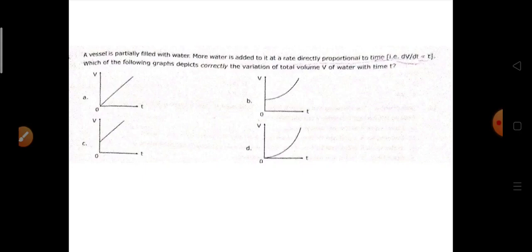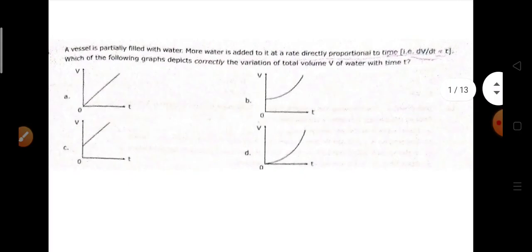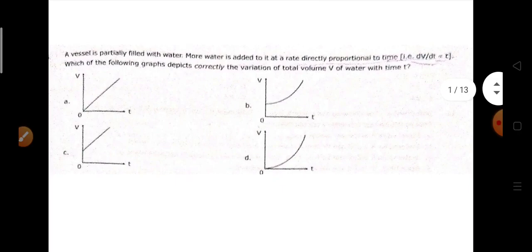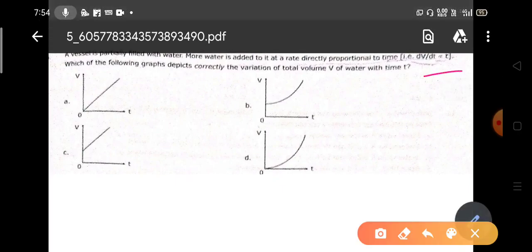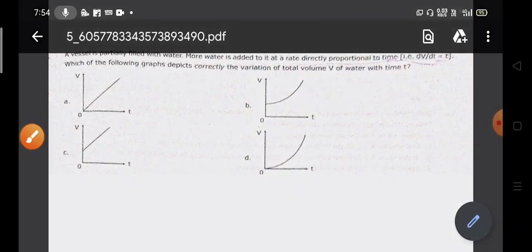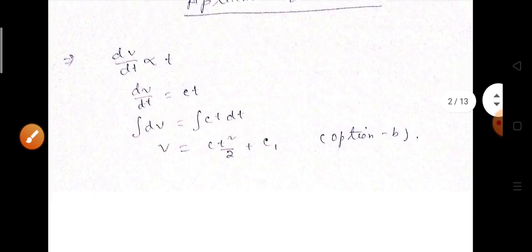So the first question is, a vessel is partially filled with water. More water is added to it at a rate directly proportional to time, that is dV/dt is proportional to t. Which of the following graphs depicts correctly the variation of total volume V of the water? So here you are given that dV/dt, that is rate of change of volume, is directly proportional to the time. Okay, so let's find out the answer.